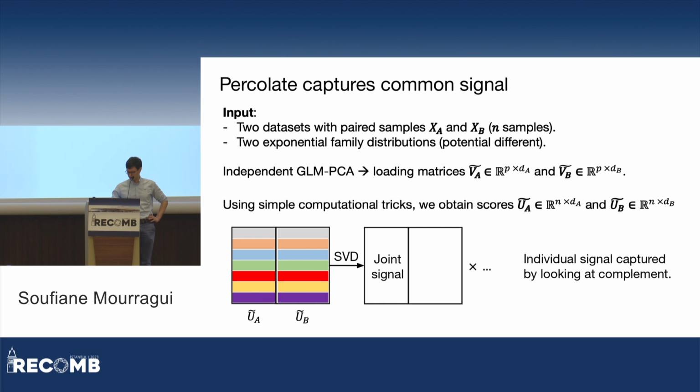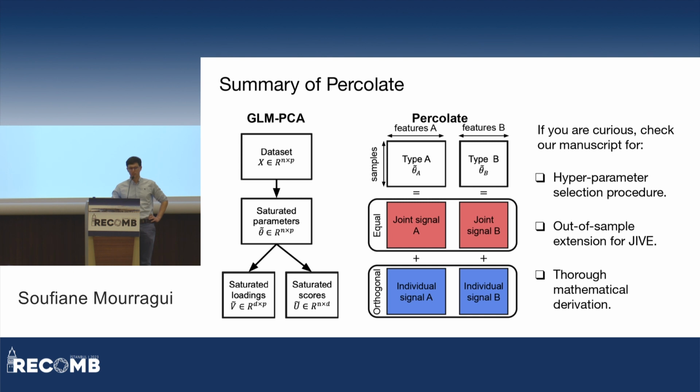So for the people who are not really familiar with the mathematical framework, please give me a second chance. What we do here is that the GLMPCA can be summed up as follows. We start with the data sets with n samples and p features. We compute the saturated parameters, and then with our approach that's amenable to stochastic gradient descent, so it scales well, we can compute saturated loadings, so the gene weights, and saturated scores, so sample projections.